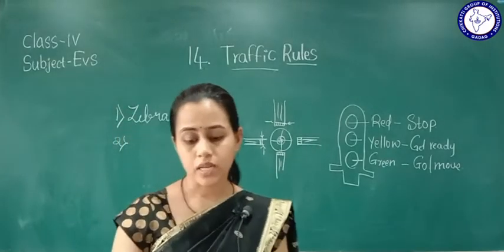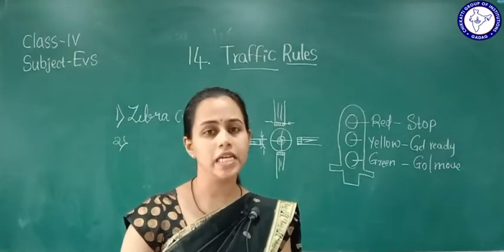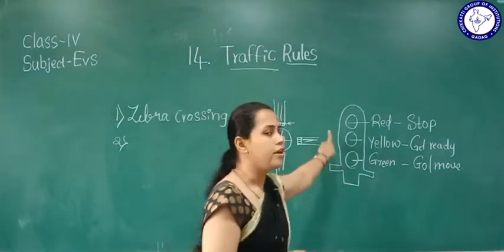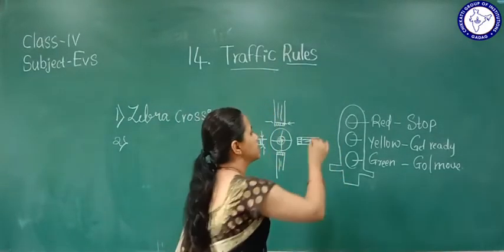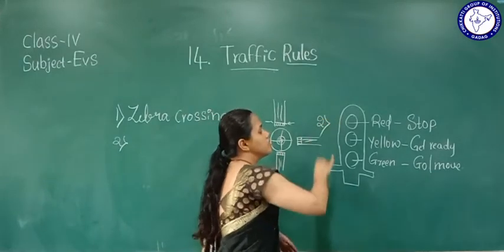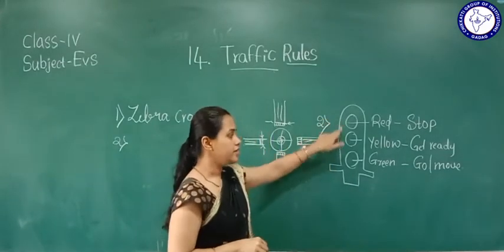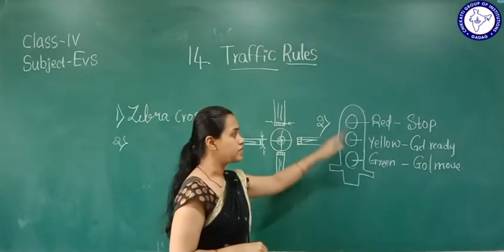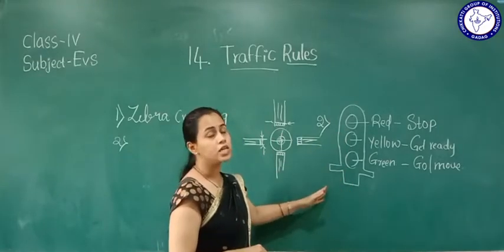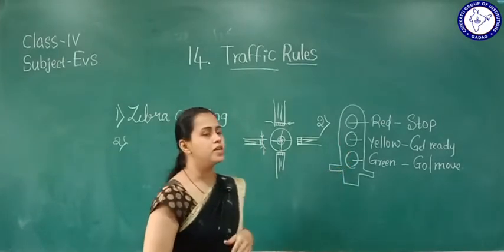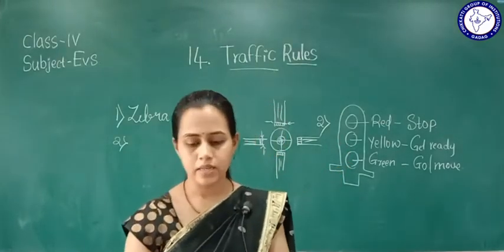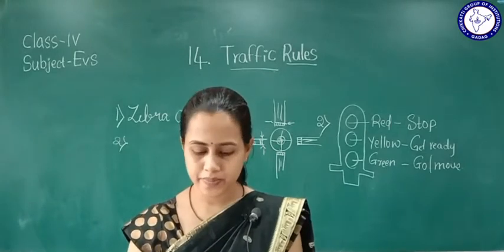Name the colors of the signal lights. So here is the answer, right? What is that? Red, yellow and green. So these are the colors of the traffic signal or the traffic light.